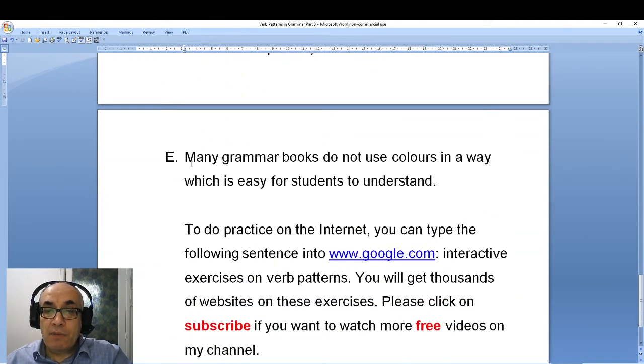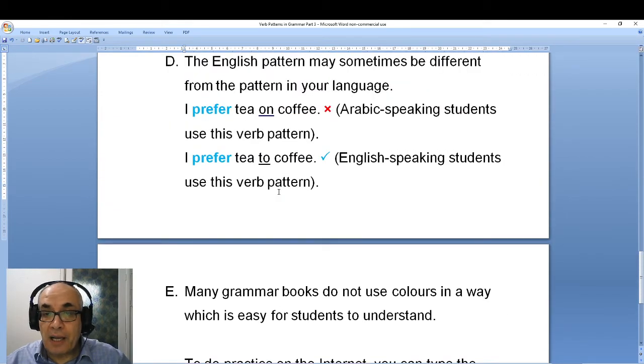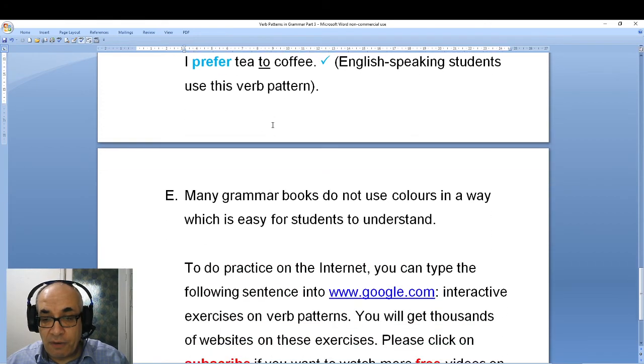Number E, many grammar books do not use colors in a way which is easy for students to understand. And this is confusing. They just use black, and that's why if you watch my videos, nearly 200 videos, I always use colors to show you the correct answers, and to show you this is different from this, this is the same. Here I use blue to show you the verbs, I use underline to show you what comes after the verb.